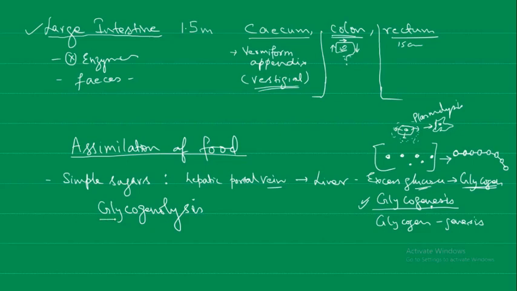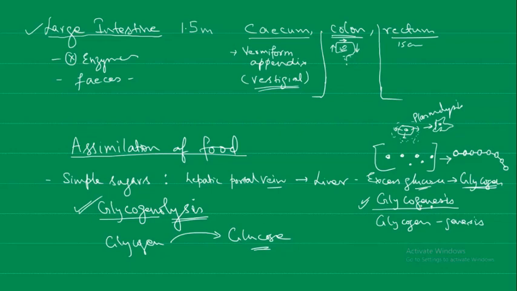Glycogenolysis: glycogen lysis, that is, the glycogen will be broken down into simple glucose molecules. So now you know when it is required. When the person is short of glucose, he needs a lot of energy, and food availability is less. At that time, whatever glycogen is stored will be broken down by the process of glycogenolysis into glucose.